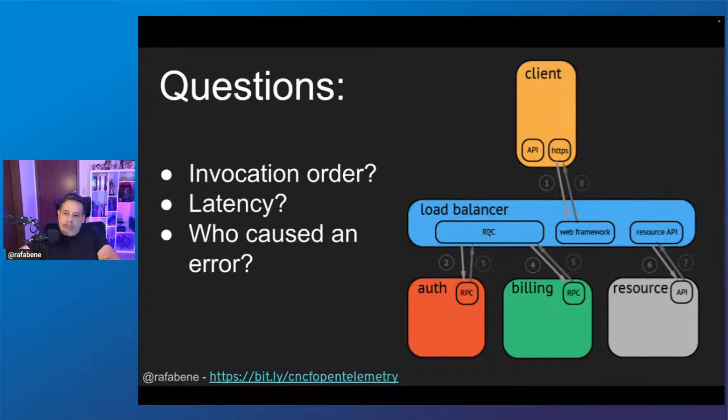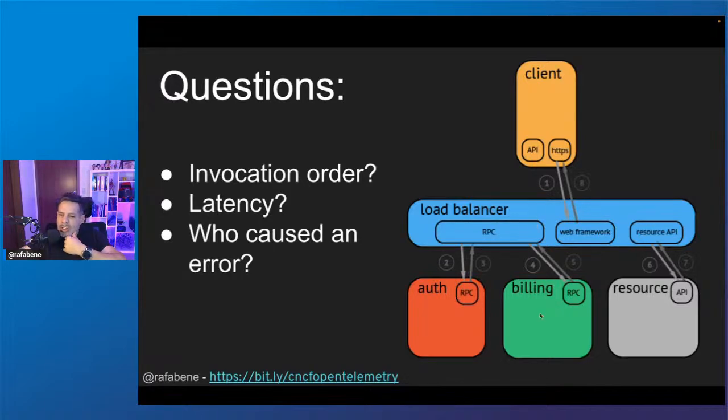But is it in parallel, or is it serial? Can I invoke the billing and the resource allocation at the same time? What is the latency, or how long it took to perform the authentication? How long it took to perform the billing, or how long it took to perform the resource? Suppose that the client invokes this API in the web framework, and it took like 30 seconds to reply. Why is it slow? Why is it too slow?